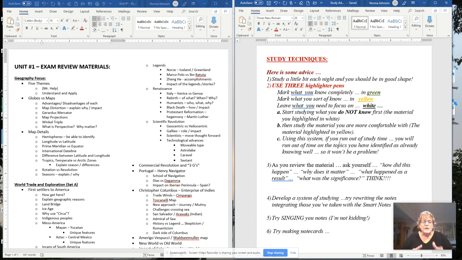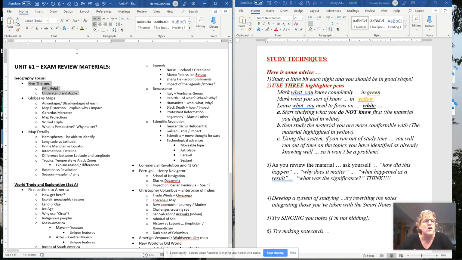So tonight, sit down with this review sheet and a green and a yellow marker. You can use whatever colors you want. The color doesn't matter, but just two specific colors and develop a pattern like this. So let's say I'm a student in my own class and I sit down with this review sheet and I start looking at it and I say, okay, 5 themes of geography.